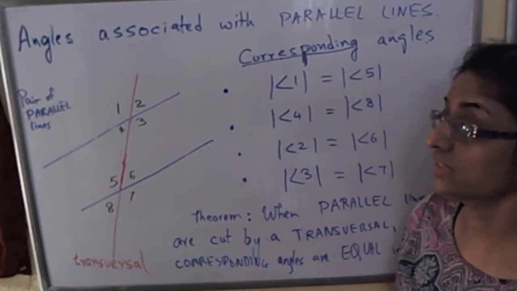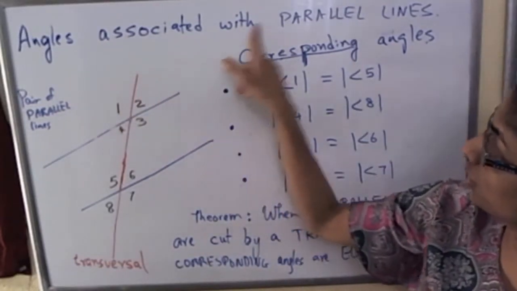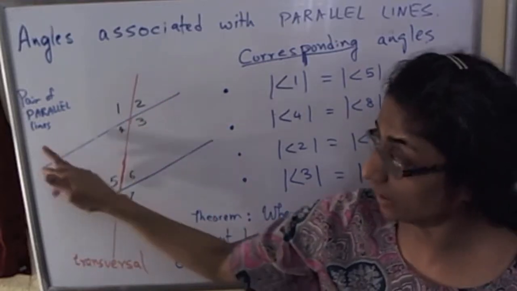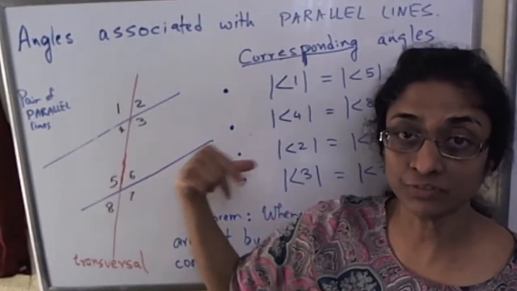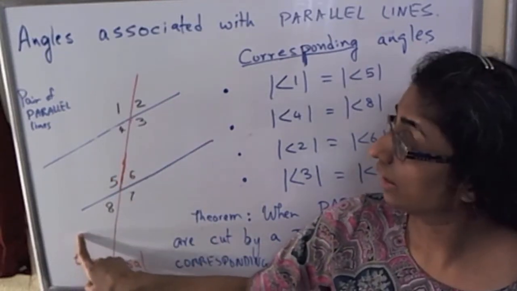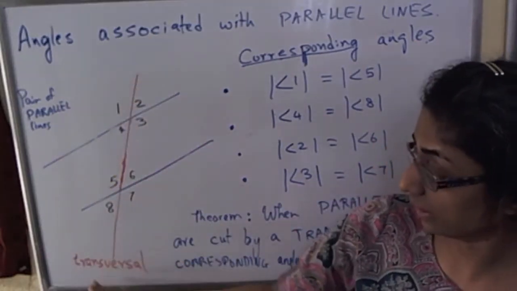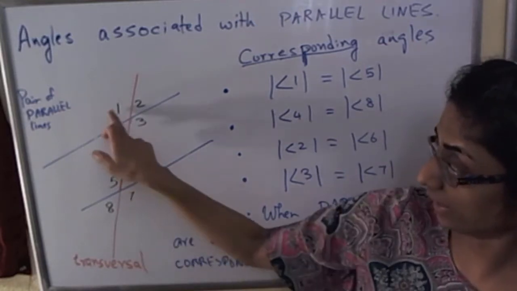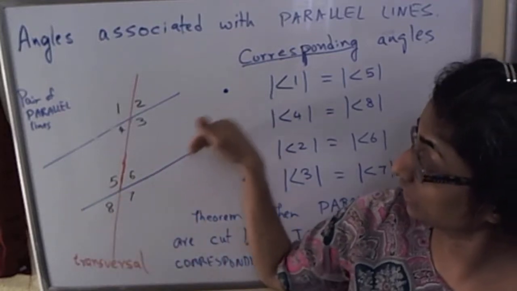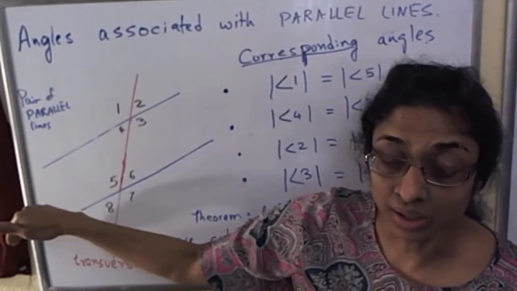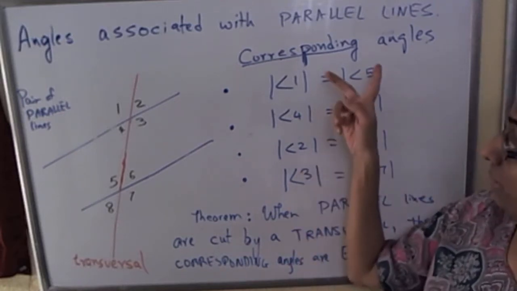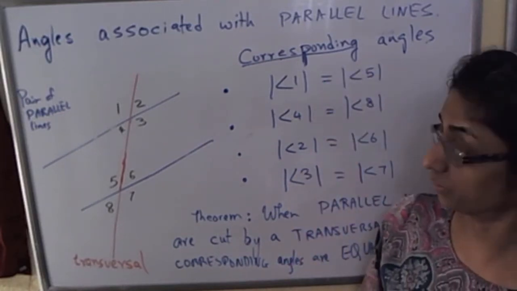And now let's discuss angles associated with parallel lines. In this picture, I have a pair of parallel lines. So unlike in the previous picture, this time the blue lines are actually parallel. And as usual, I have this red line, which is the transversal line. So I have my angles 1, 2, 3, 4, 5, 6, 7, 8. Now that these two lines are parallel, something interesting happens about corresponding angles. Remember, we just discussed corresponding angles.